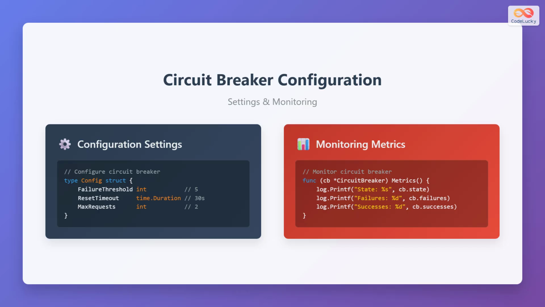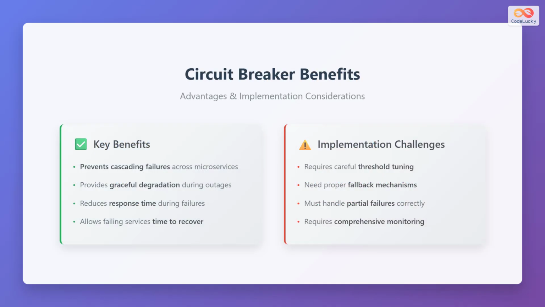Consider integrating with monitoring systems like Prometheus and Grafana to visualize circuit breaker metrics and set up alerts for prolonged open states. Circuit breakers provide significant benefits for microservices architectures. The primary advantage is preventing cascading failures across your microservices ecosystem. When one service fails, the circuit breaker prevents the failure from propagating to dependent services, maintaining overall system stability.